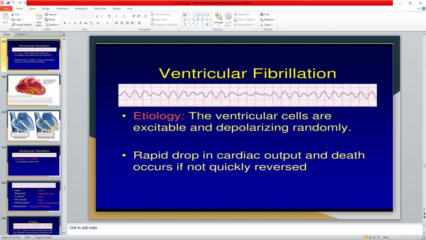Let us know something about ventricular fibrillation. Here also multiple ventricular cells get excited and start generating cardiac impulses. The etiology is that the ventricular cells are excitable and produce cardiac impulses causing depolarization randomly. There is a rapid drop in the cardiac output in ventricular fibrillation.